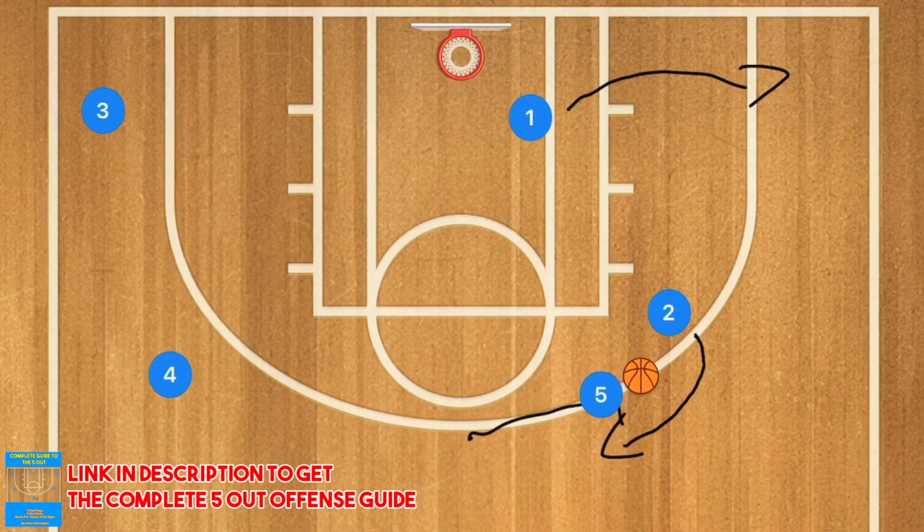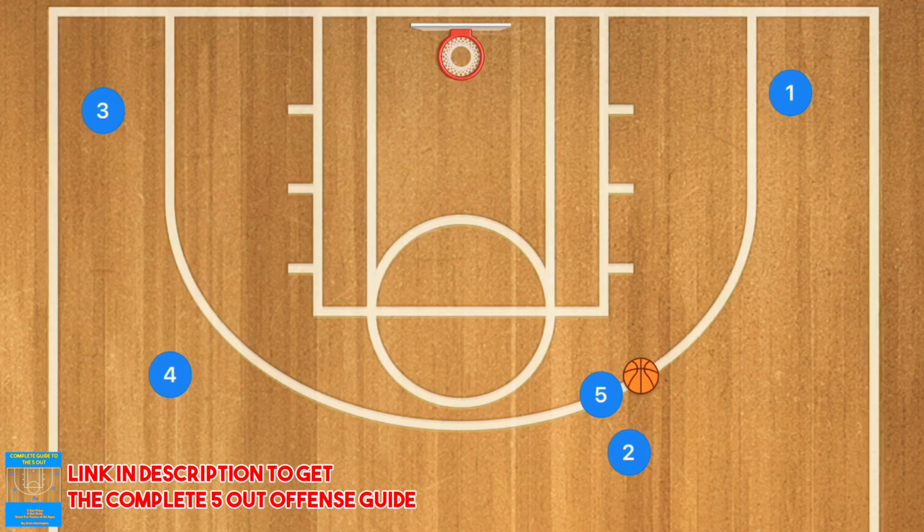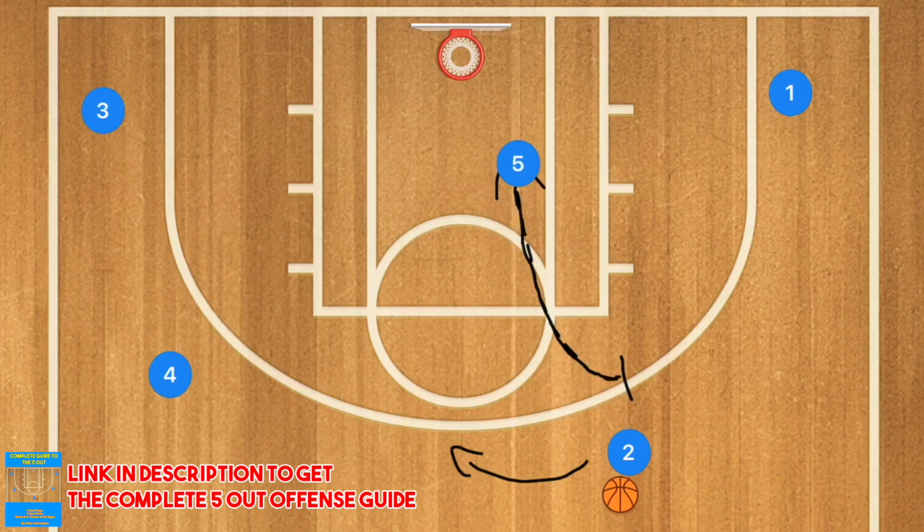Now this is going to be a dribble handoff here, and now we are going to see player 2 getting that ball, going to the point, and player 5 is going to be rolling off towards the basket. Now what we want to see is player 5 posting up for 1 or 2 seconds. We don't want that player to be stuck in the key for too long.